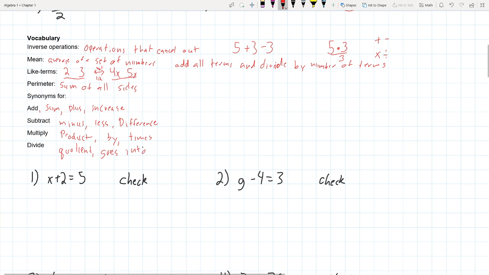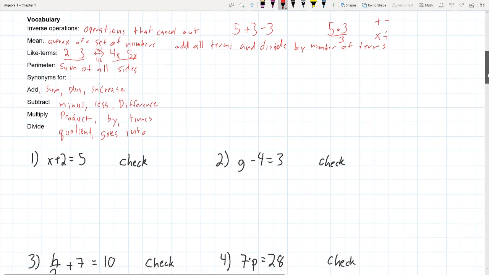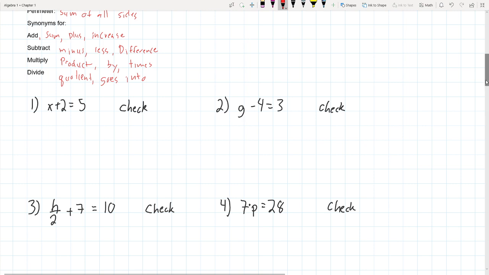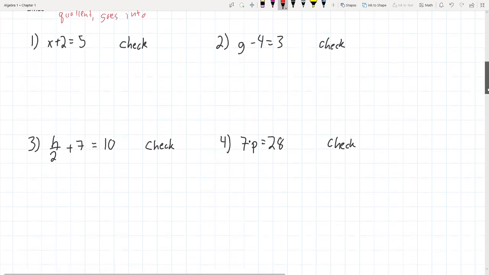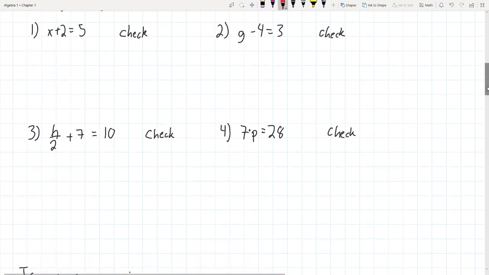So those are just some terms that you may see. As we go through Algebra 1, you'll start to learn some of those terms, and you might pick up a few extra ones as well. Now we're going to get into the actual notes part of it, the more mathy side of things.